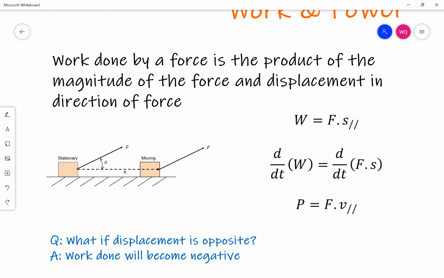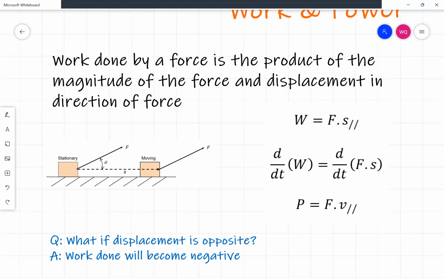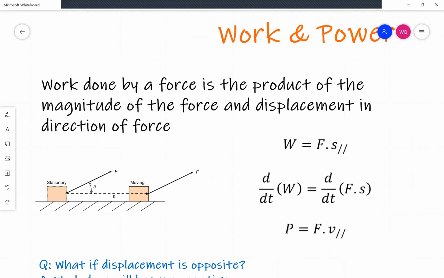I don't want to put any formula here that involves the theta, because sometimes the context may be different and you have to figure out which is the relevant angle. So I don't want to put a cosine theta in the formula. I'll just keep it general and just say this work is equal to force times the parallel s. That will be good enough. You will figure out what that is in the context of the question.